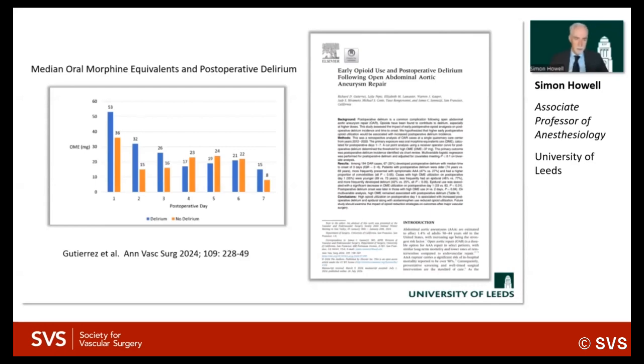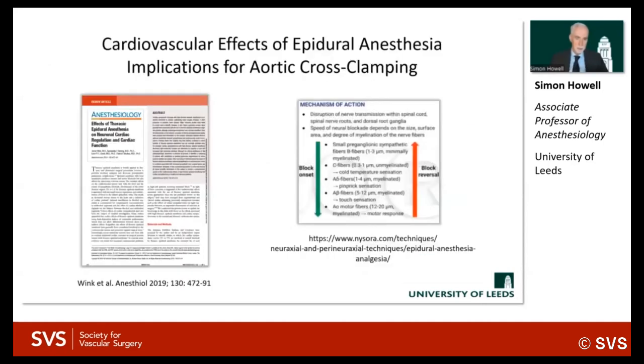An opiate-sparing strategy, be it using an epidural or using other regional techniques, has the potential to improve outcomes for patients, but again requires a joined-up multimodal analgesia strategy across the patient, across the operative course, and close working between the anaesthetic and surgical team.